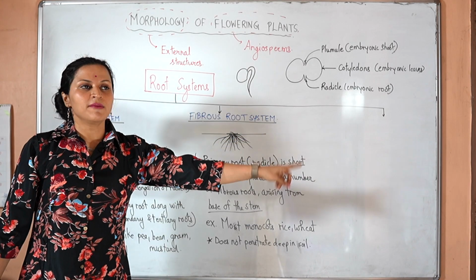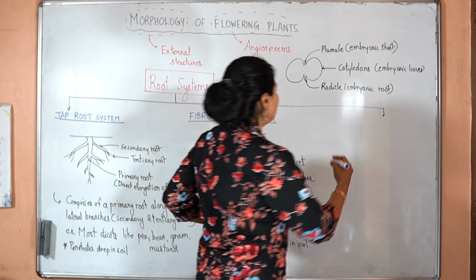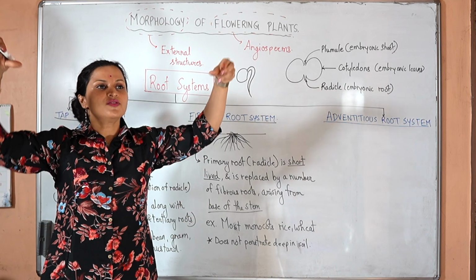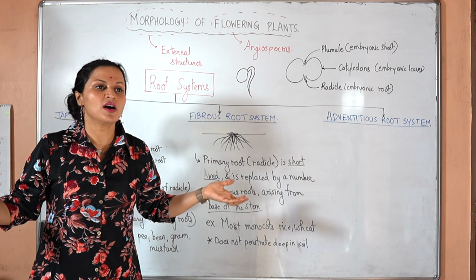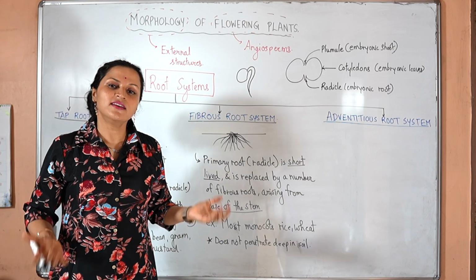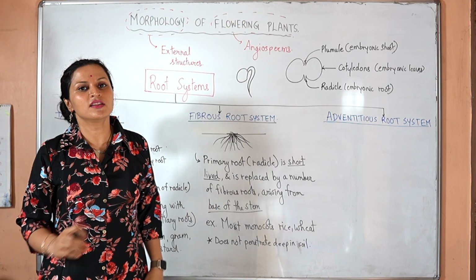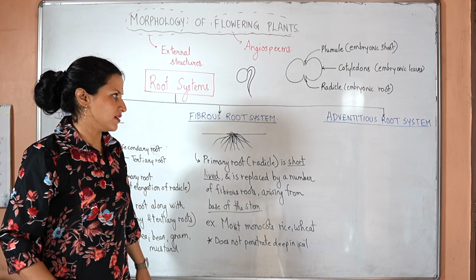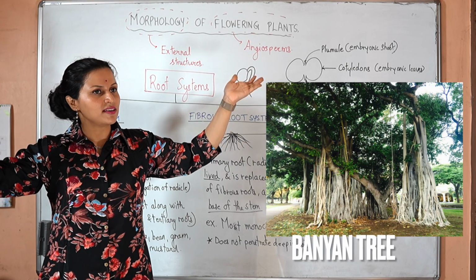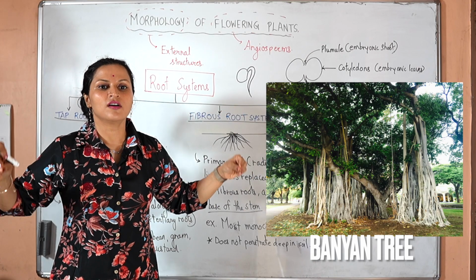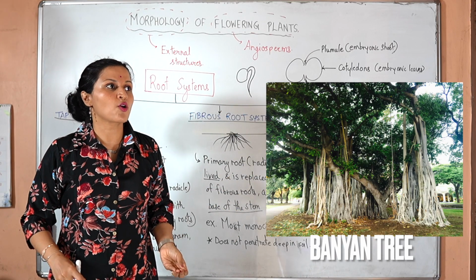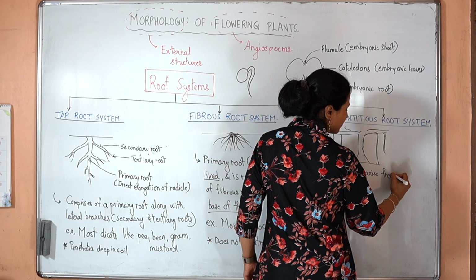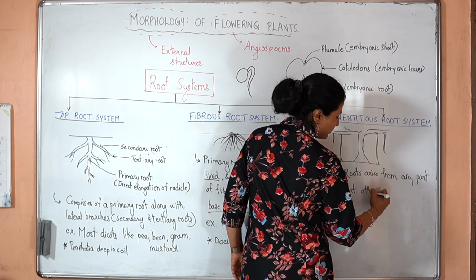And then we have the third type of root system, which is called the adventitious root system. In the adventitious root system, the roots will arise from any part of the plant, like the shoot, the leaves, even any other part of the plant other than the radicle. It will have nothing to do with the radicle. Example, the banyan tree. Have you seen a banyan tree? How the branches give off those large dangling roots which are known as the prop roots. Those are adventitious roots of the plant. So these roots arise from any part of the plant other than the radicle.